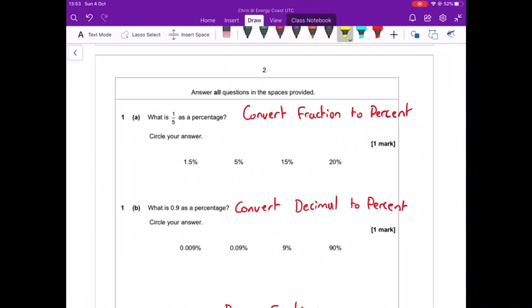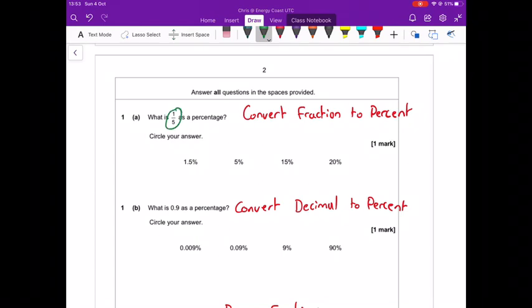What is 1/5 as a percentage, okay? Here's a good tip for these: completely ignore the answers to start with. I've got a 5 here and a 5 here and here and here, okay? My tip is to work it out and then look at the answers, because otherwise you're going to see ones that confuse you and you're going to tick the wrong thing, okay? Let's have a look.